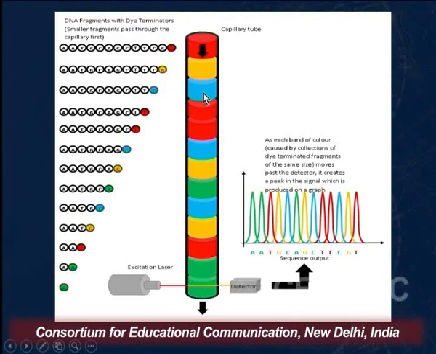When you run it in the capillary, the fragments arrange according to one base pair differences, and these different dyes will be detected by the laser. When the laser comes, the fluorescence will occur and there will be a detector, and it will give you this kind of a chromatogram. Just by looking at the chromatogram, you can read the sequence. So this is the Sanger sequencing method.